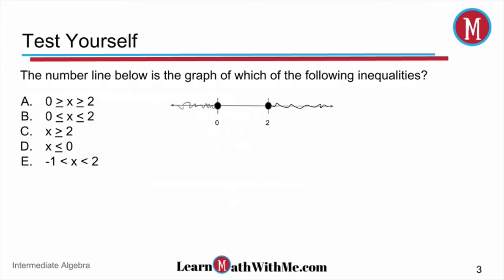Pause the video here and work this problem for yourself. You should have gotten A, 0 is greater than or equal to x is greater than or equal to 2. Let's take a closer look at the problem. It says the number line below is the graph of which of the following inequalities.